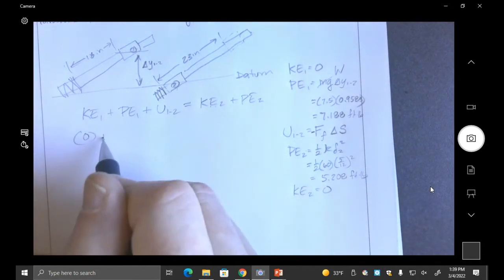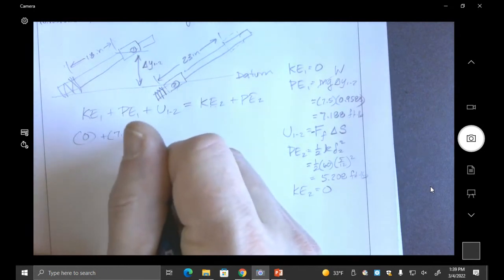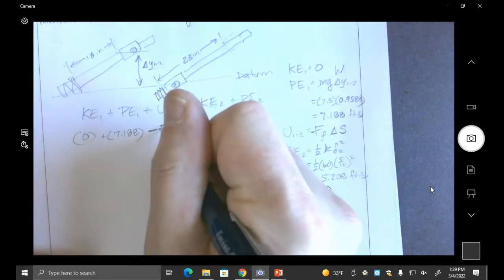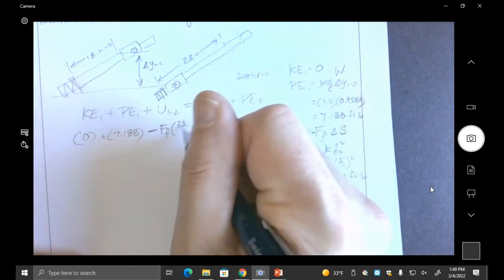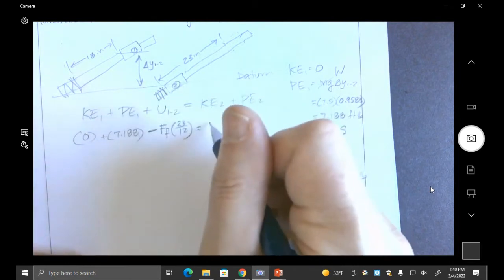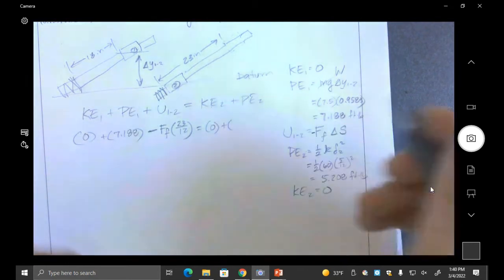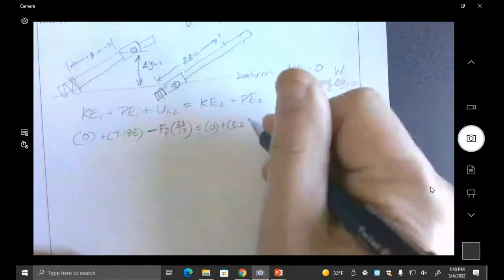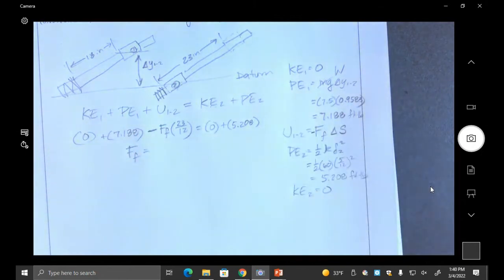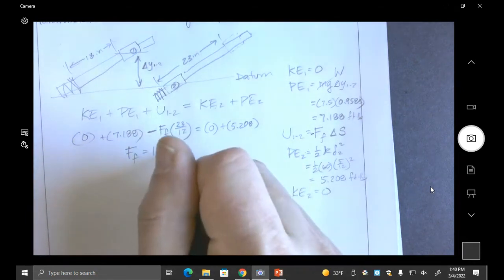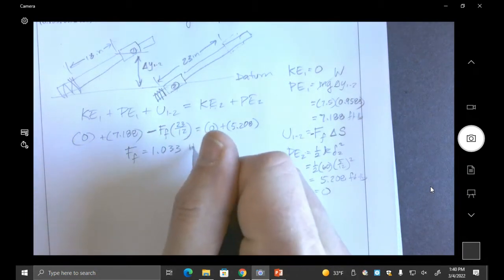So plugging into here, 7.188 negative friction force times distance through which it travels, which is going to be the 23 divided by 12, needs to be in feet, equals 0 plus 5.208. So we're going to get a friction force. So we subtract that from that. And I do believe friction force is going to be 1.033 pounds.